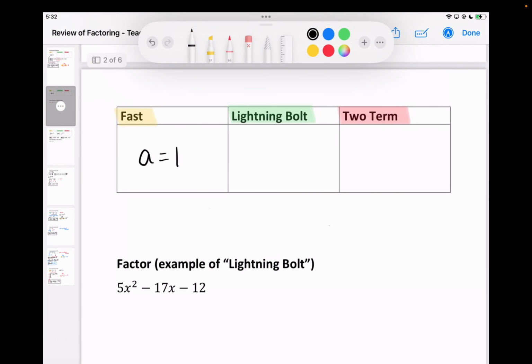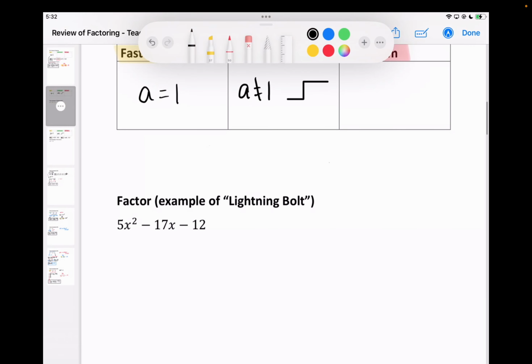Now, lightning bolt is different in that the A value is not equal to 1. Lightning bolt is what I call it. It is sometimes just called grouping method, if you heard that term. So lightning bolt is when A is not 1, which you'll notice for this scenario, we've got something where A is not equal to 1, which is why we're going to use the lightning bolt.